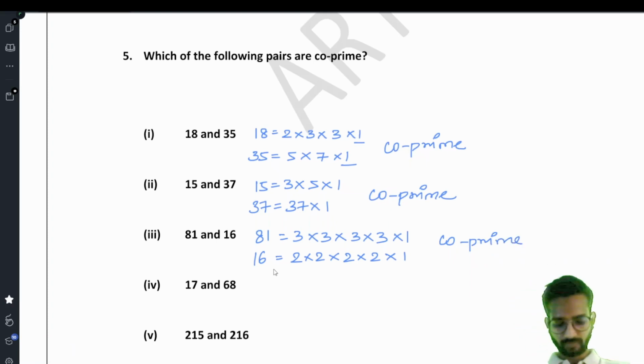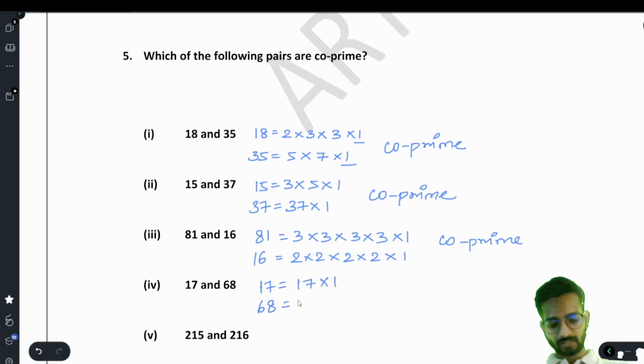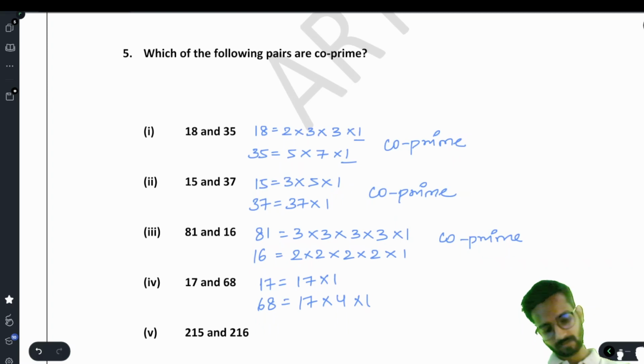Now, next question we have is 17 and 68. See, 17 is a prime number, 17 into 1. For 68 we can write 17 into 4, 17 4s are 68 into 1. In this case, we have a common factor, that is 17. It means it is not co-prime. It is not co-prime because there is a common factor 17.